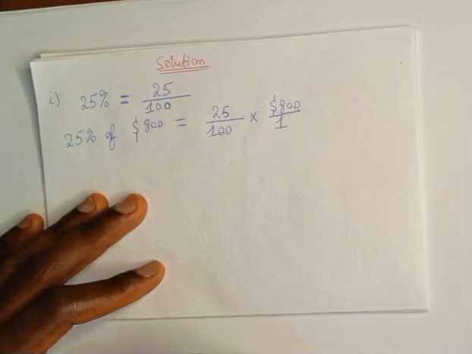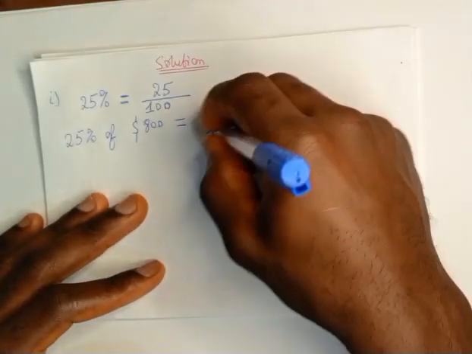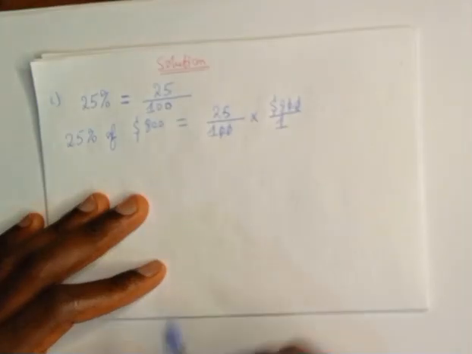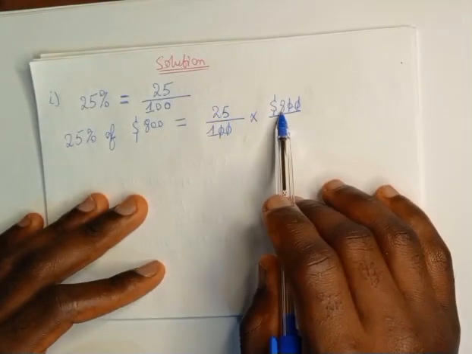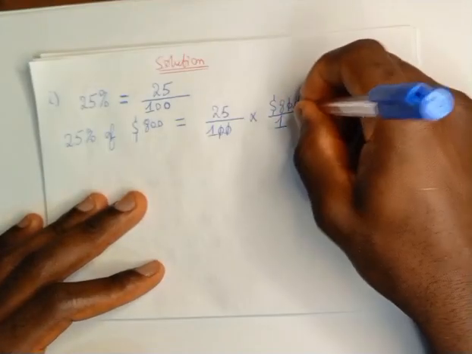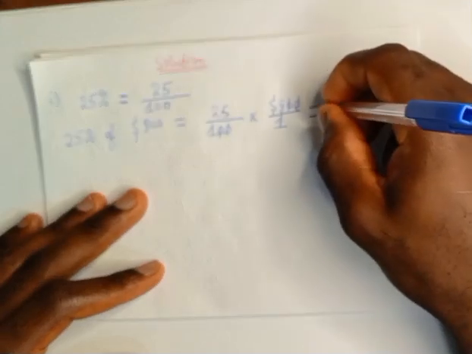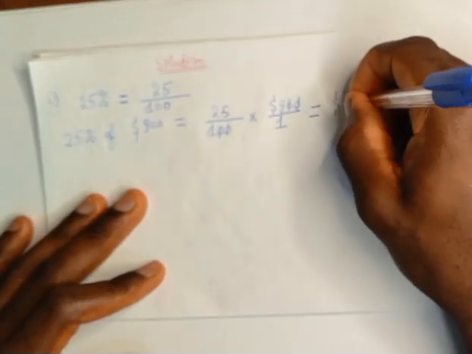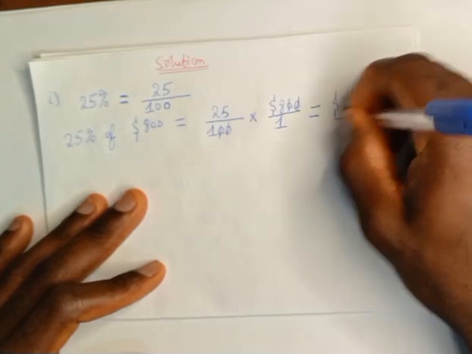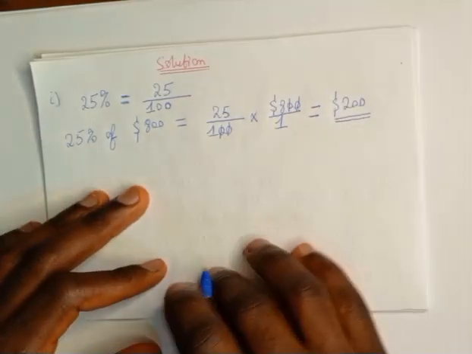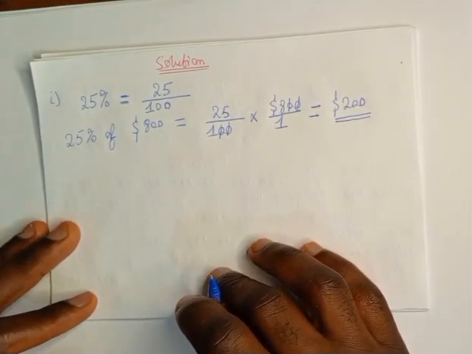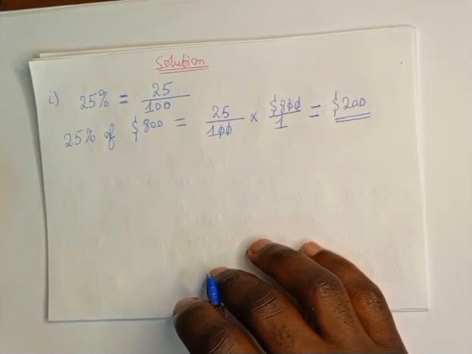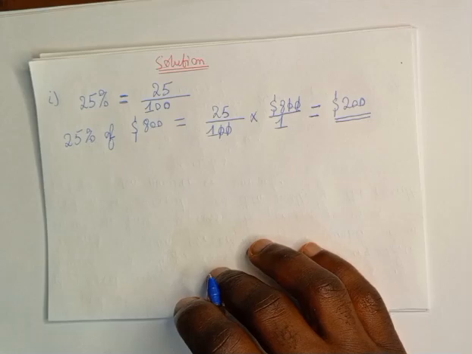Now we can perform the necessary simplification. These 2 zeros will strike off 2 zeros. We'll be left with 25 times $8, which is equal to $200. Therefore, 25% of $800 is equal to $200. We go now to question 2i.